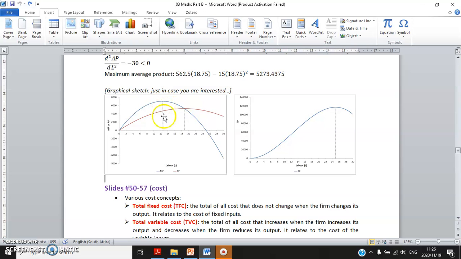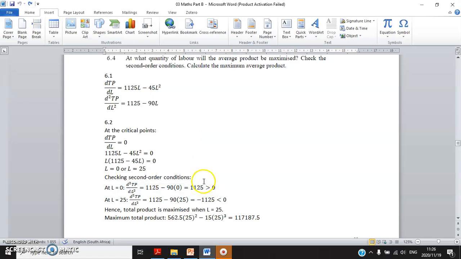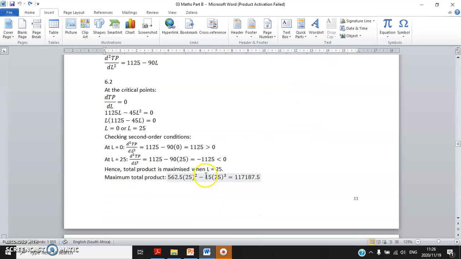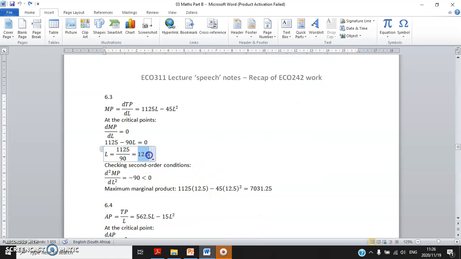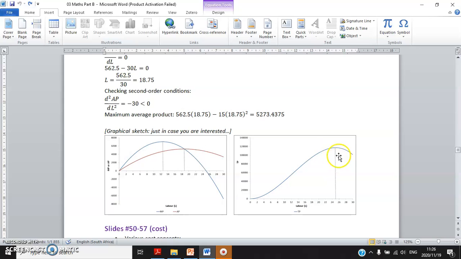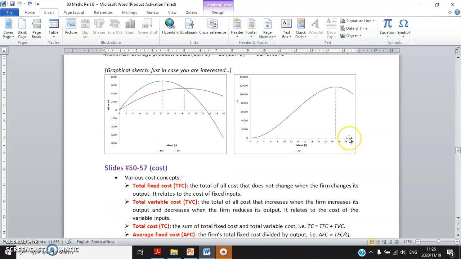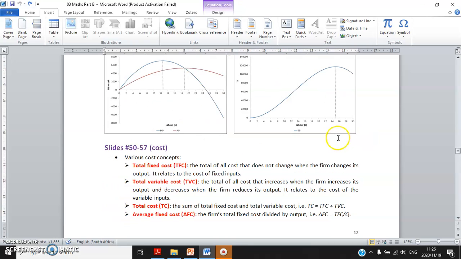12.5, isn't it? Let me just check. Yeah, 12.5. When labor is 12.5, marginal product is maximized, followed by average product. Average product is maximized when labor is 18.75. And then total product is the last one that is maximized when labor is 25. So I have proved the law of diminishing marginal returns.